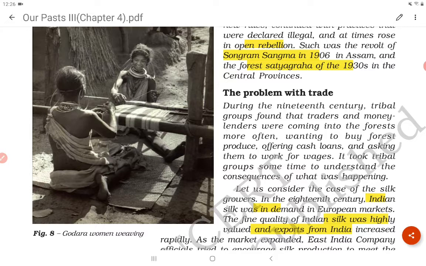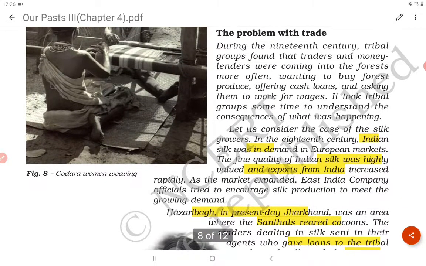So, the problem with trade. During the 19th century, tribal groups found that traders and moneylenders were coming into the forest more often, wanting to buy forest produce, offering cash loans, and asking them to work for wages. It took tribal groups some time to understand the consequences of what was happening.